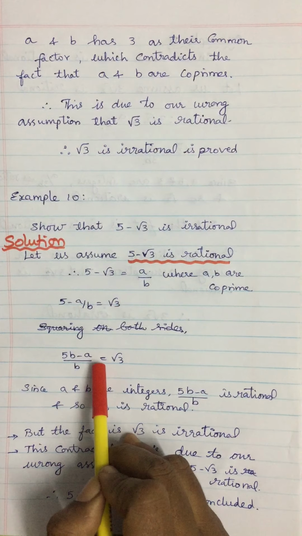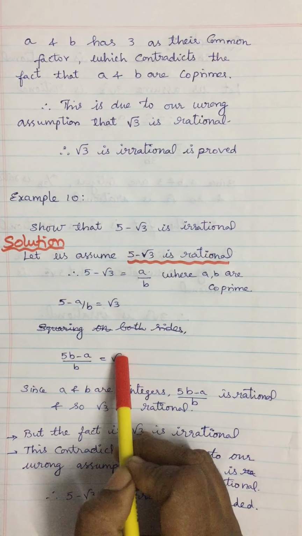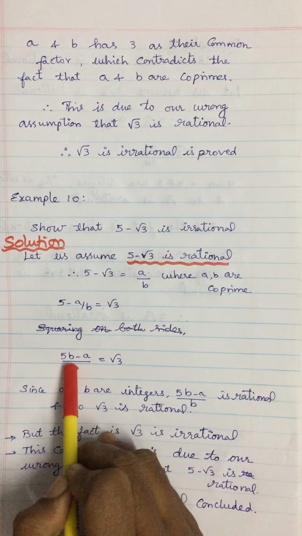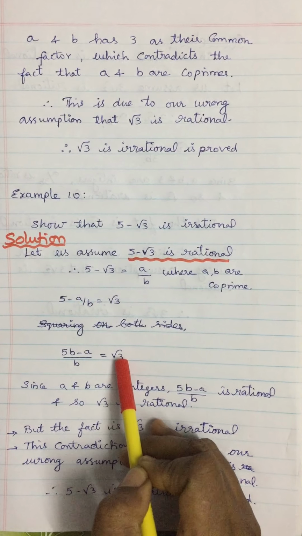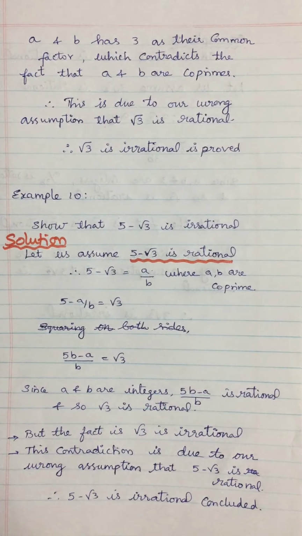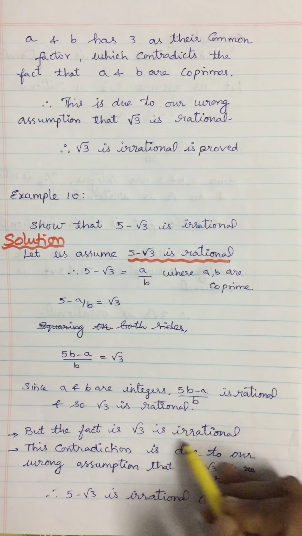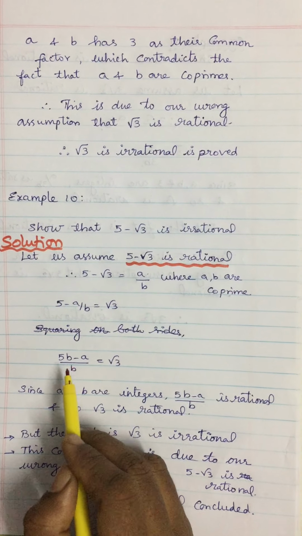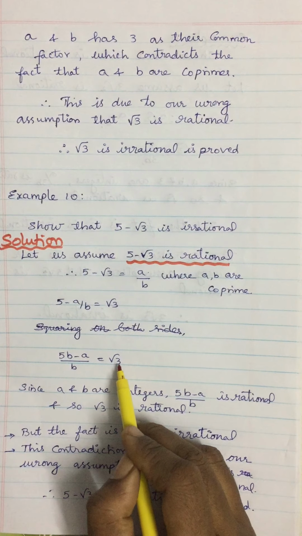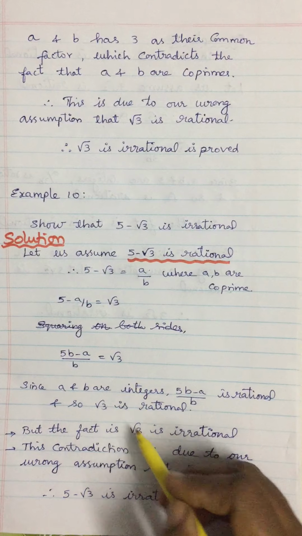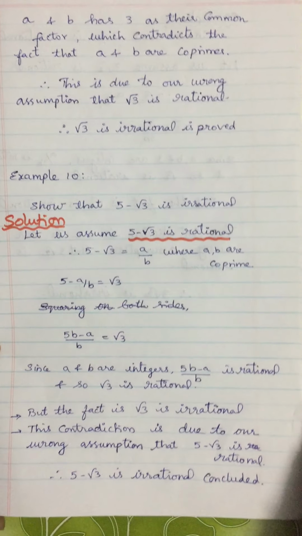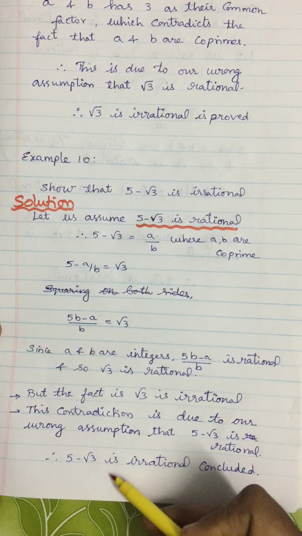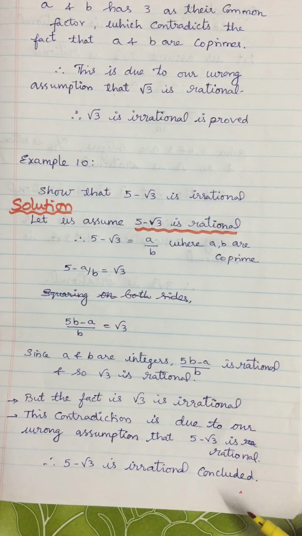So a rational number should be equal to root 3, which means root 3 is also rational, but actually root 3 is irrational. So the fact is root 3 is irrational, but here you are getting it as rational. It contradicts the fact that root 3 is irrational. So what you have assumed is wrong. Therefore 5 minus root 3 should be irrational is concluded, right.